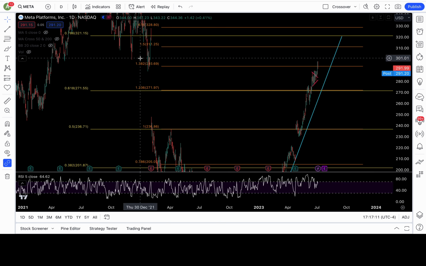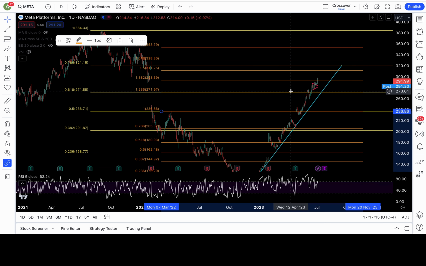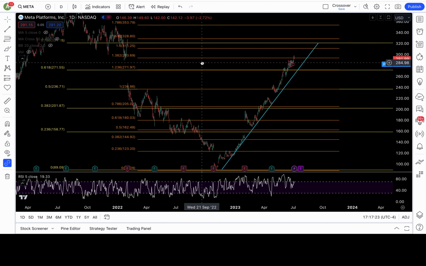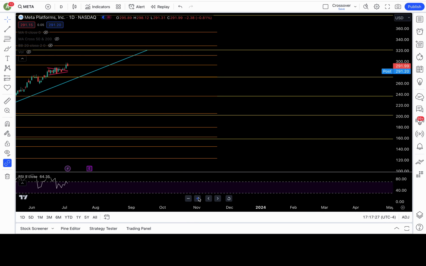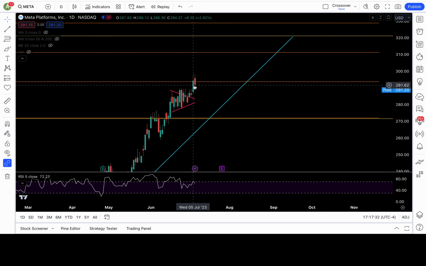Here is Meta. Interesting levels on Meta here. I got a fib level here, all right? The 1.382 fib level at 293.69, okay? At 293.69, that's my 1.382 fib level. Now let's zoom in and see how price is behaving. As you guys can see here, we cleared this level on Wednesday, and today we got a close back below it. That is a false breakout setup right there, okay?